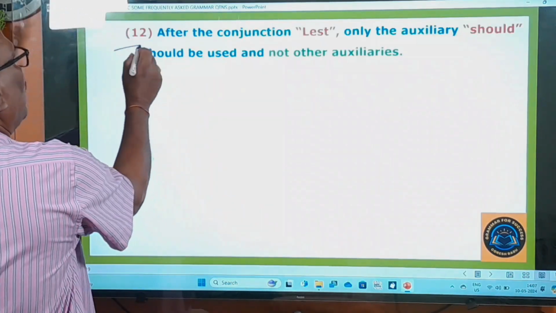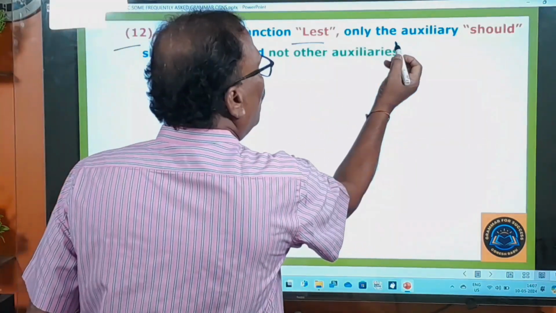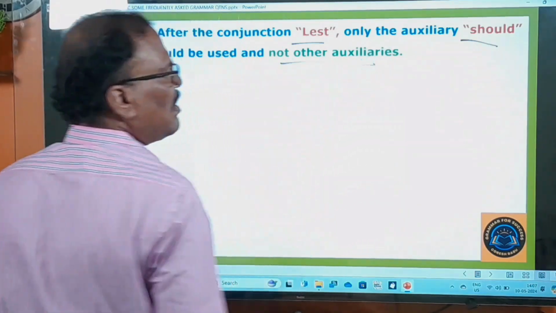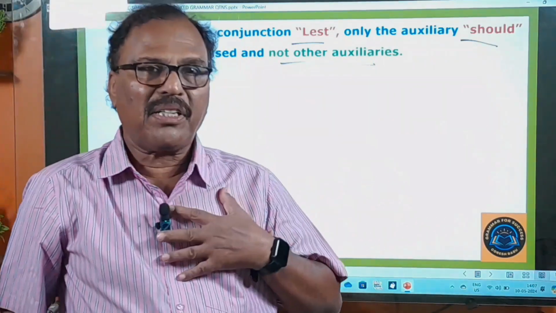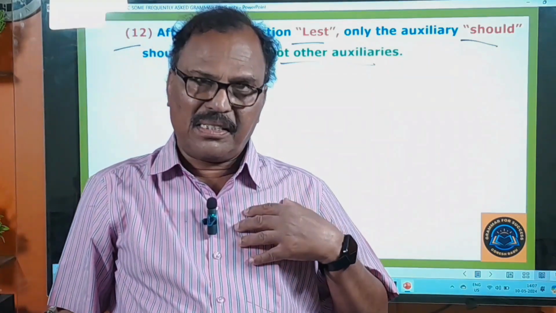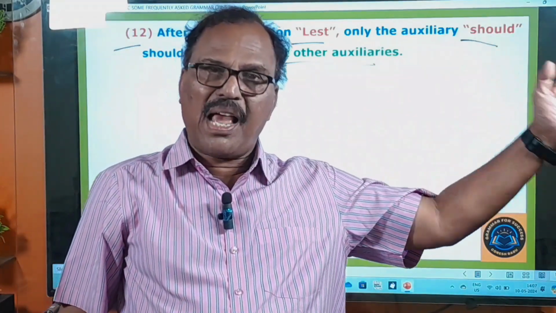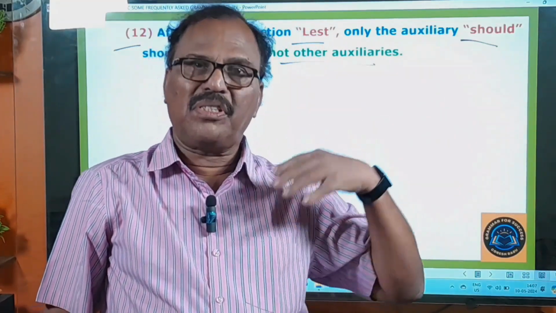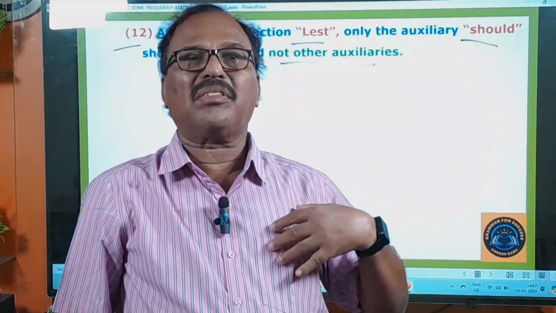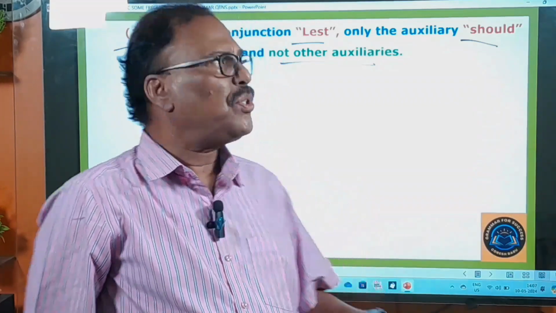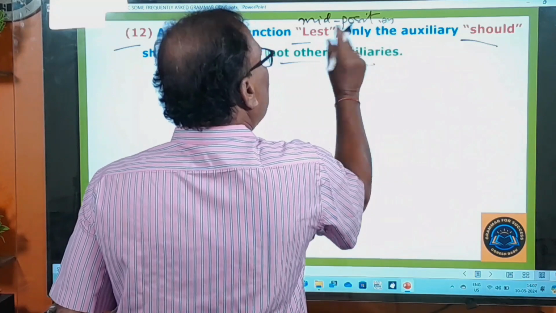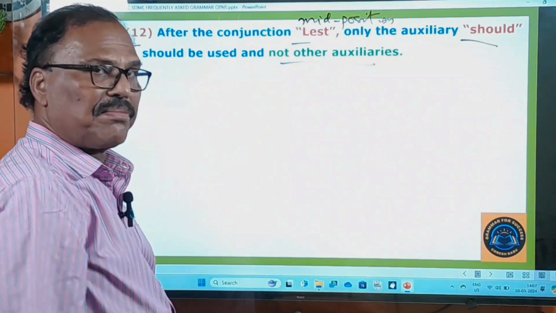Okay. 12th one, after the conjunction lest, only the auxiliary should be used and not other auxiliaries. Remember, after the conjunction lest, we should use only the auxiliary should. Auxiliary means helping verb. We should use the auxiliary should but not other auxiliaries. Lest is always a mid-position conjunction. That means it always occurs in the middle of the sentence.